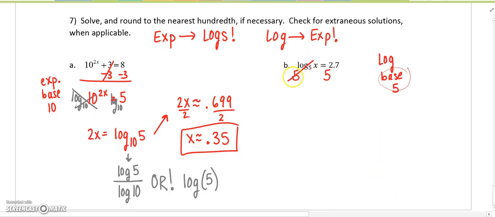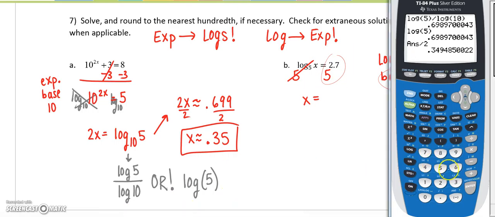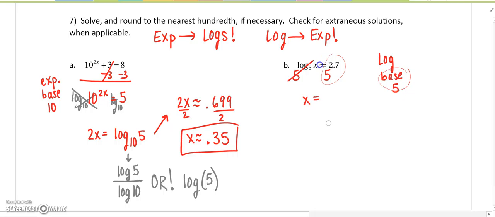Because what happens is those end up canceling out. You're just left with x. And then in your calculator, you just need to type 5 to the 2.7. So 5 to the 2.7. And again, round to the nearest hundredth, that's 2 decimal places, so 77.13. And there you have it.